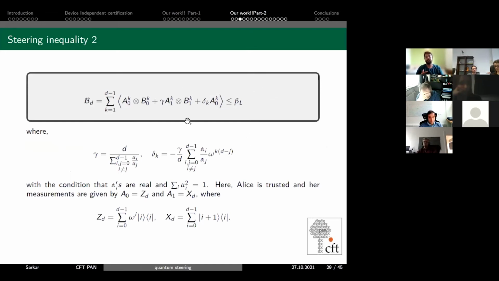You can see it's inspired by the tilted CHSH inequality. The form is very similar, where this part is the inequality which corresponds to the maximally entangled case, and then you add a marginal here, which gives you the maximum violation from partially entangled states. So these coefficients depend on the state which will give you the maximum violation, and also on the local dimension of the state. Again, here Alice is trusted, and now we restrict Alice to just perform 2 measurements, Z and X. In the previous scenario, Alice could perform any genuinely incompatible measurements, but here it's only Z and X.